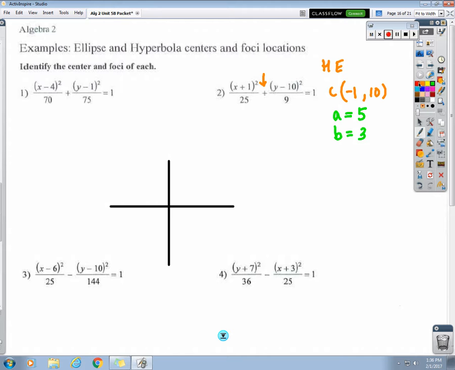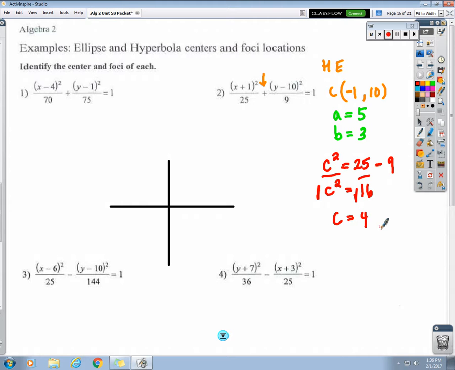So now to do the foci for an ellipse, c squared equals a squared minus b squared. Wouldn't that just be 25 minus 9? And what is 25 minus 9? Okay, so then we square root it, and so c is 4.